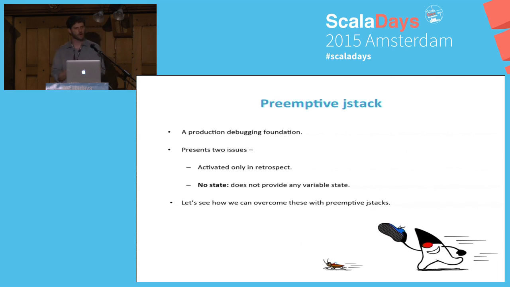There are two key problems with this piece of technology, which render it a lot of the time useless for the kind of issues that we have to deal with in production. And I want to talk to you about a technique called preemptive JStacking, which essentially helps solve these issues. The goal here is essentially to have the system auto-diagnose itself.